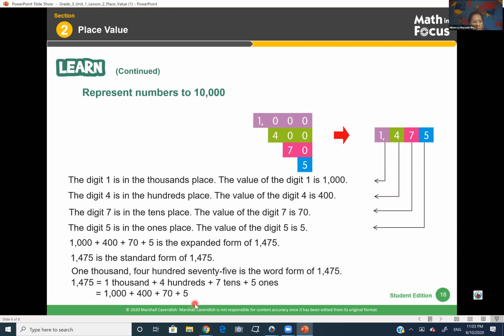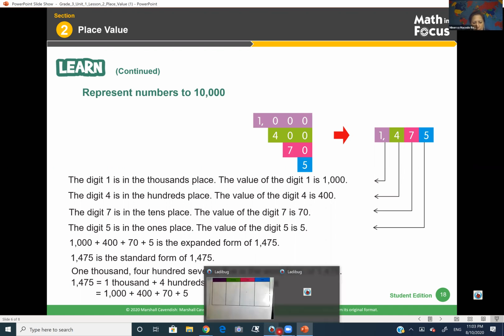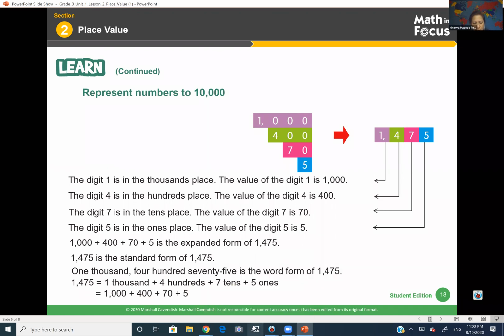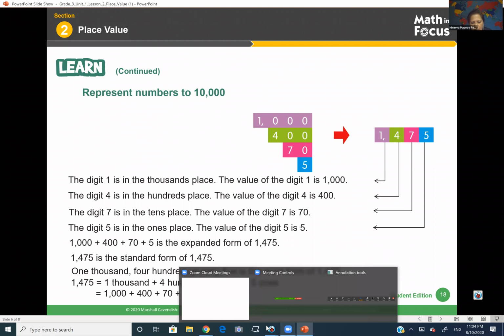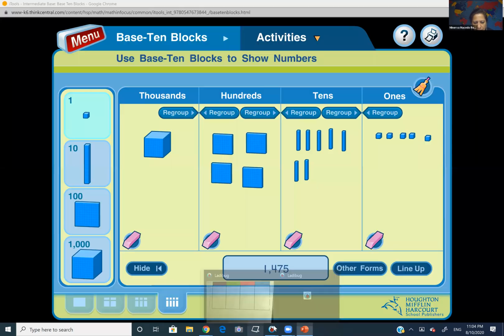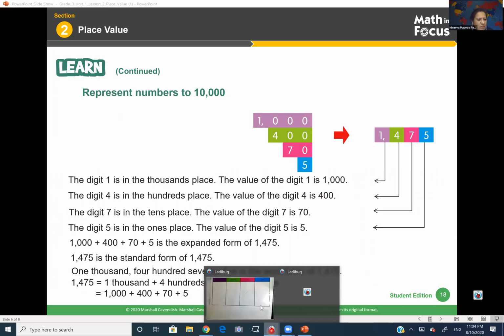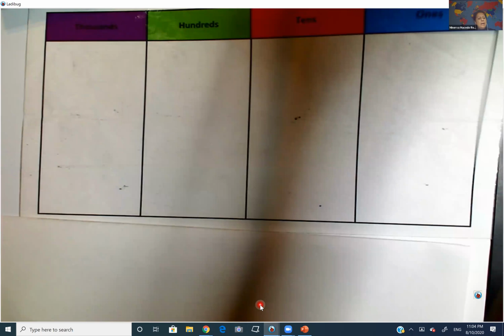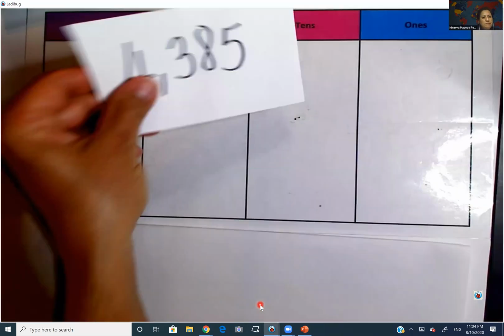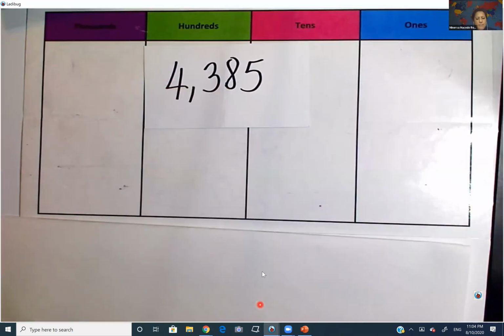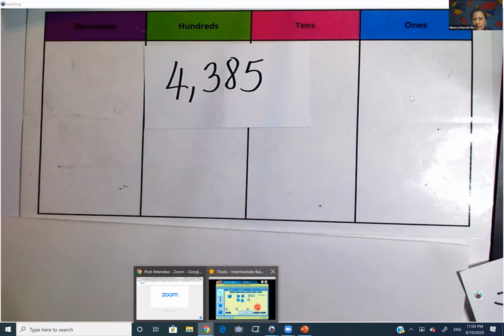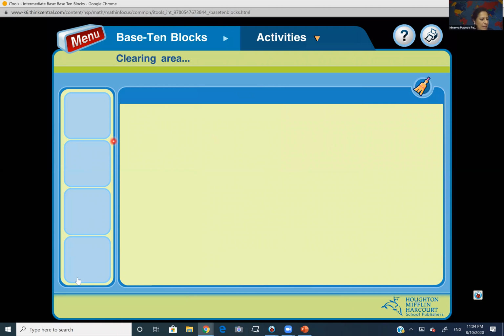Let's do one more. Let me go back and let's put the next number. The next number we're going to build up is the one I'm going to show you here. Here it is. So this is the number we're going to build now. So let's build it in our place value chart. Let's clean this up and let's start.